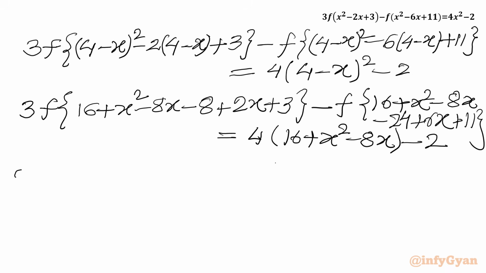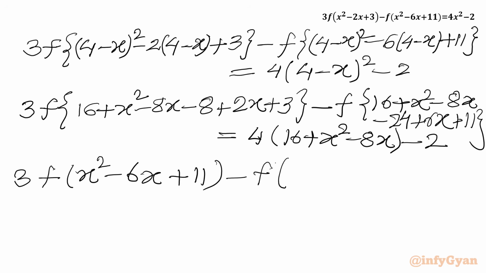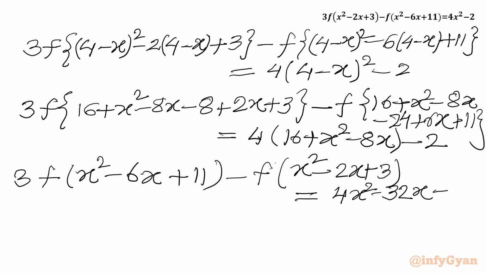We will simplify and write here 3 times f of, in the bracket, x² − 8x + 2x − 6x... 19 − 8 is 11. We have swapped the argument. Minus f of x² − 2x + 3. And in the right hand side we'll be getting 4x² − 32x + 62. Let's say this is our equation number 1 and here we have equation number 2.